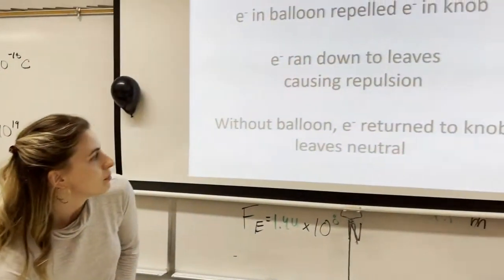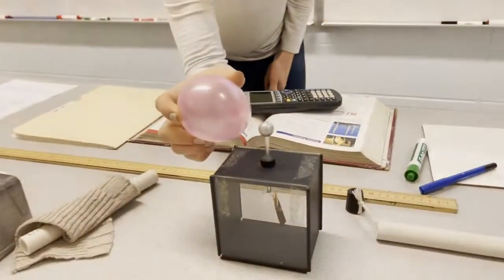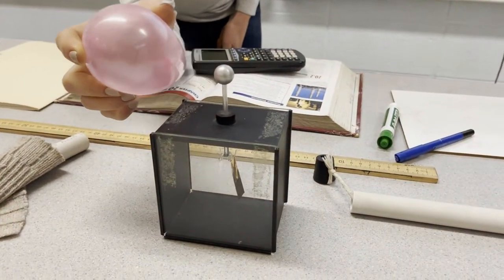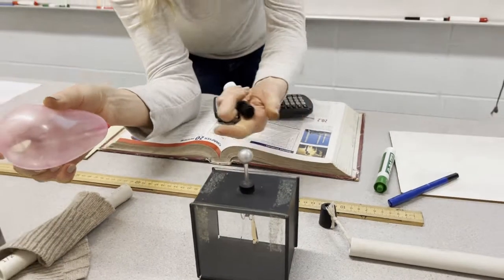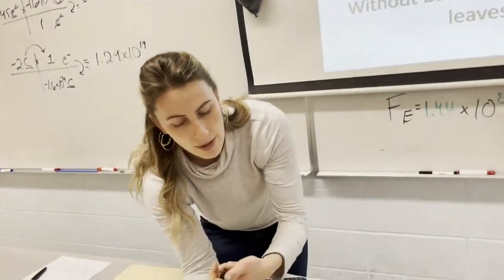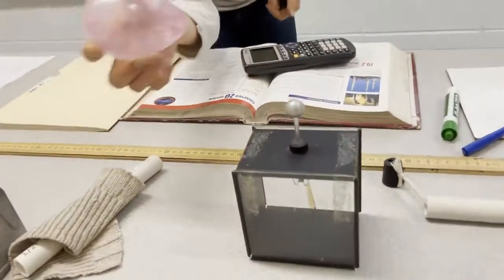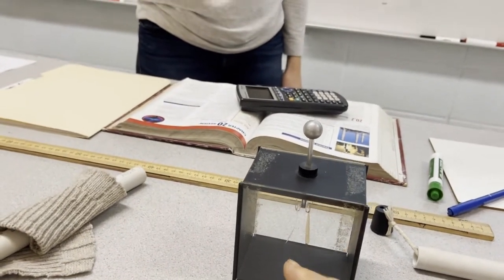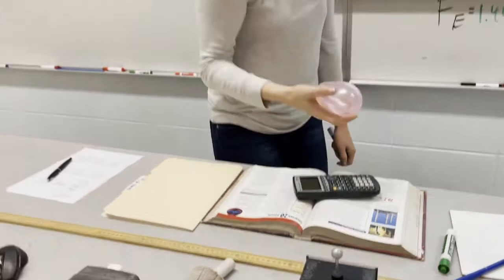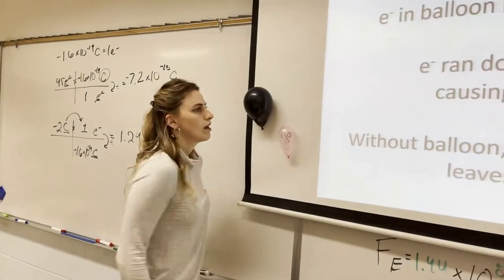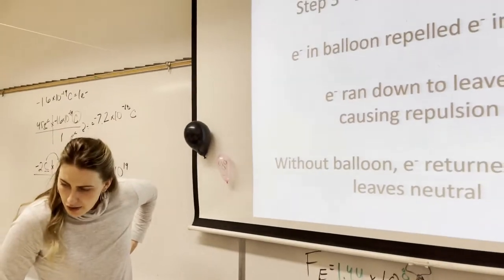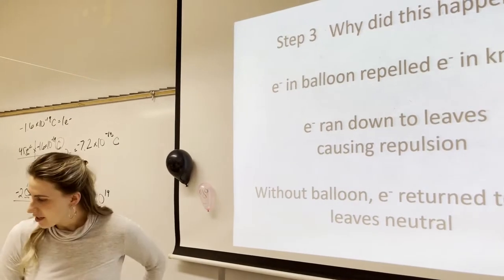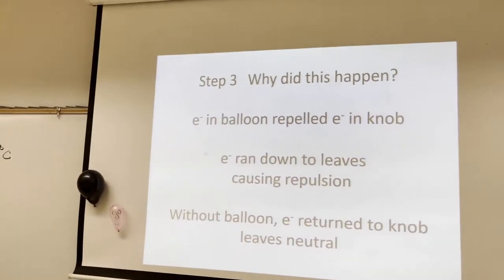Without the balloon, I pull the balloon away, and there's no more negative charge there. The electrons come back up and everyone's happy. All those electrons that are down in the leaves repel each other, and so they go back and redistribute themselves as far apart as possible. What is this called again? Induction. We're inducing a charge.